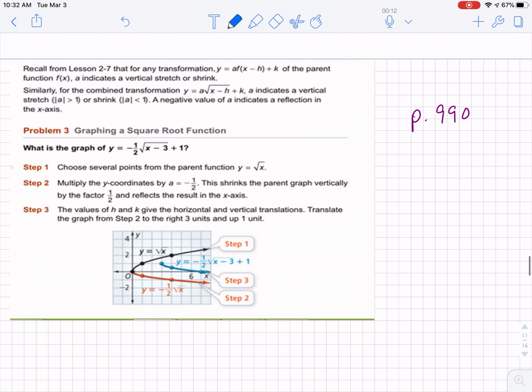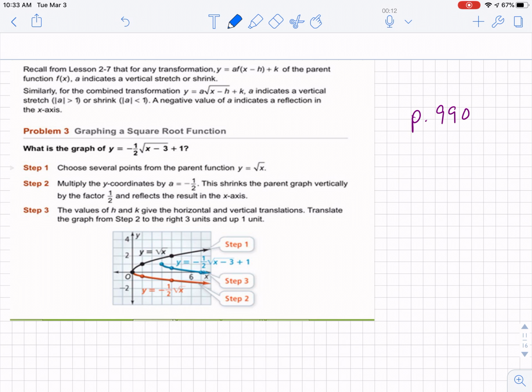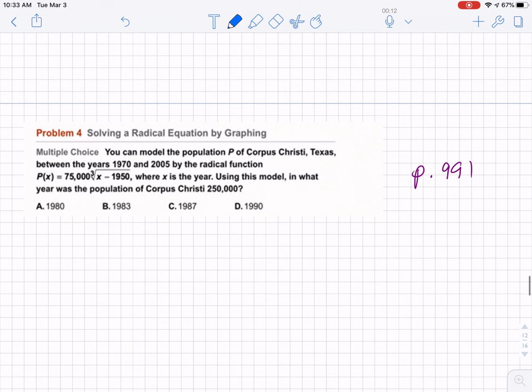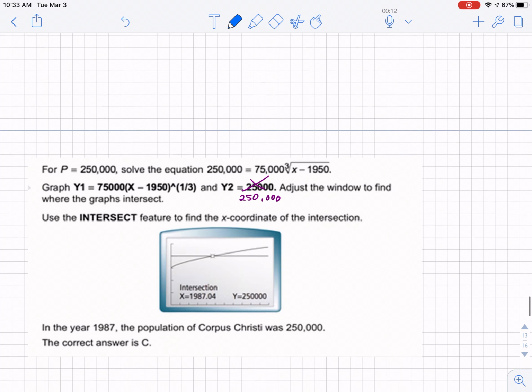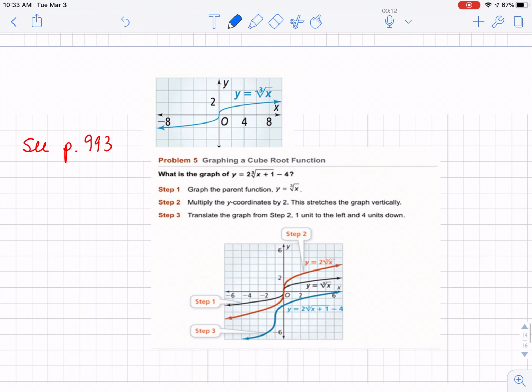Okay, this right here is just another example of how each thing is done. They show it in steps, step 1, step 2, and step 3. You can maybe try that one on your own. Don't worry about this, and you don't need to worry about that either.